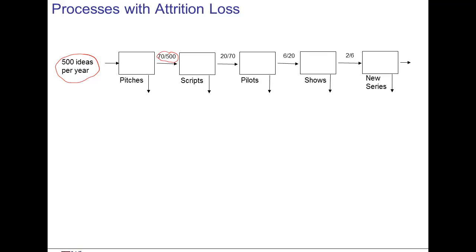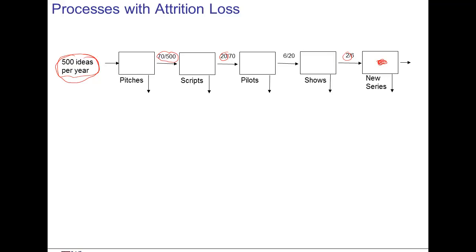These scripts then are reviewed, and the best 20 scripts are then moved into pilot production. Out of these 20 pilots, 6 are turned into new shows, and then the very best 2 are coming out as new series. The computation of finding the bottleneck in this process is very similar to what we have done. It hinges on the basic idea that not every one of these 500 ideas will all the way make it over to the end of the process.